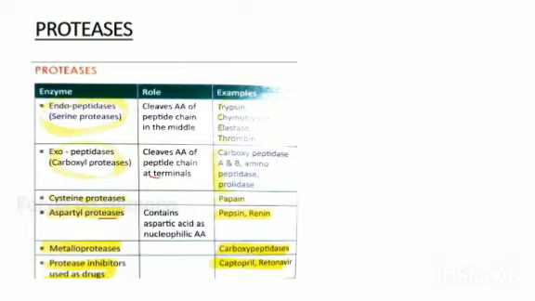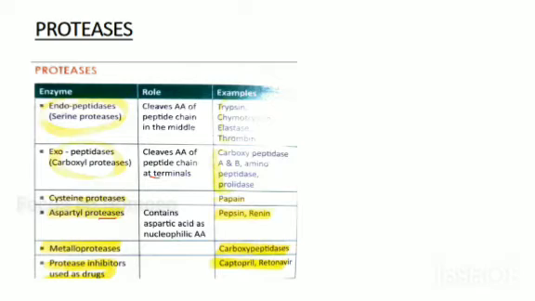Coming to the topic proteases. This table gives you different enzymes, their role, and examples of these enzymes. Proteases basically include endopeptidases. They cleave or break the amino acid peptide chain in the middle. The examples are trypsin, chymotrypsin, elastase, and thrombin.